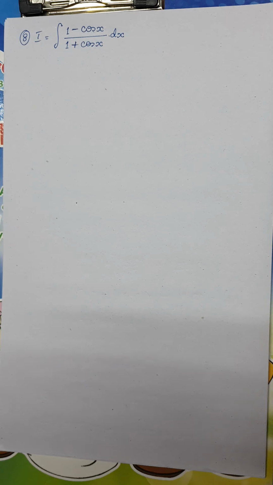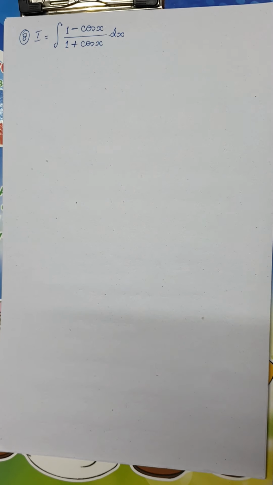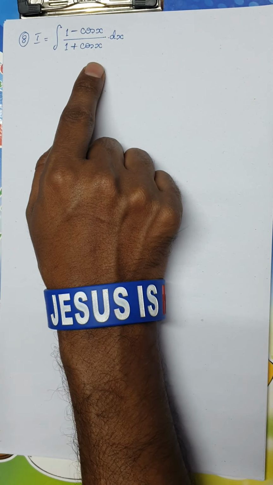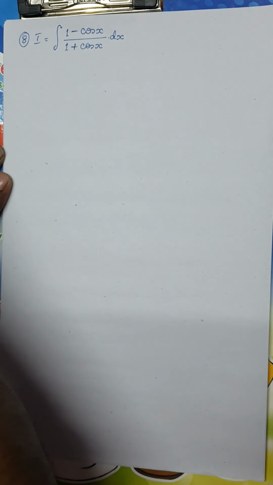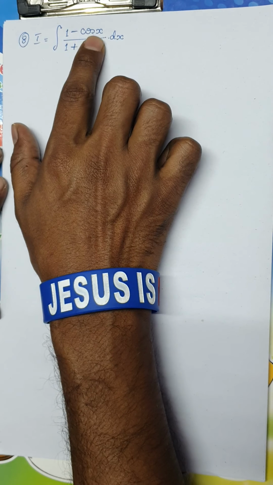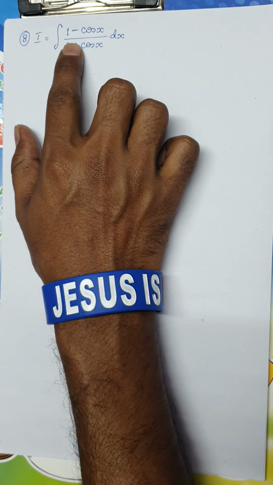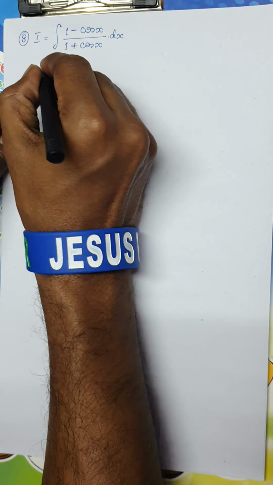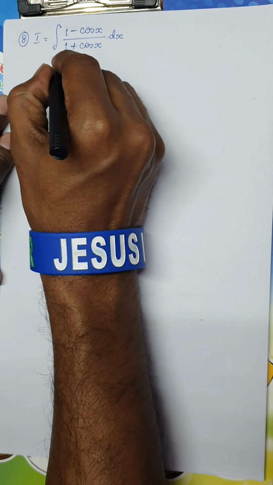So the first integral we have today is the integral of 1 minus cos x divided by 1 plus cos x. The same question can be asked as a reciprocal, that is 1 plus cos x by 1 minus cos x. Okay, now we are going to solve this. As I told you, we are going to use trigonometric identities to solve this.